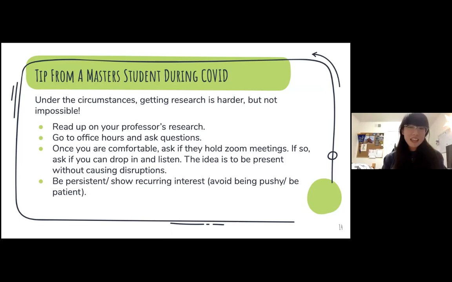So the key is to read up on your professors' and TAs' research before office hours. What I found helpful is if you can wait it out and try to get them by themselves, you can ask all the questions you want about their research, and they'll be super excited that you're curious, because of course everyone likes to talk about what they're working on because it's really important to them. And then once you're comfortable, ask if they hold Zoom meetings, because if so, you can drop in and listen.